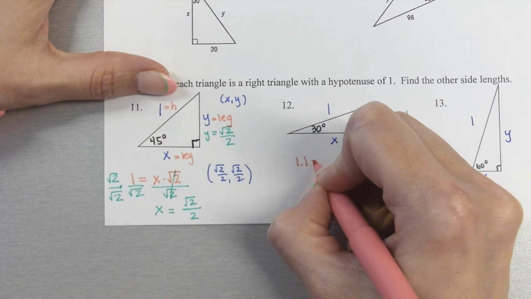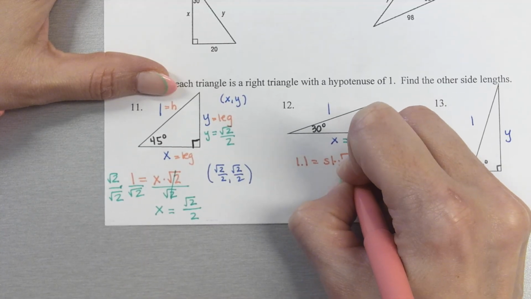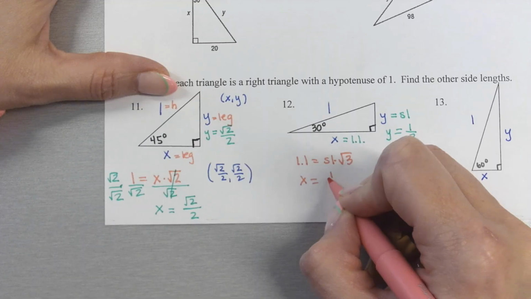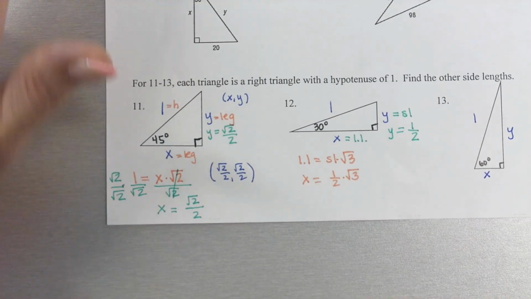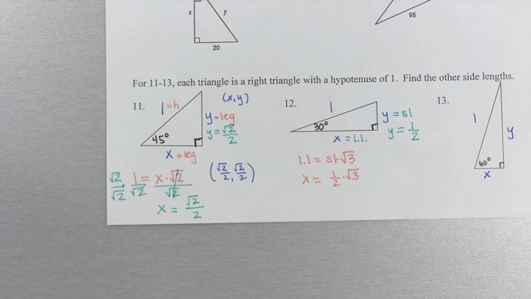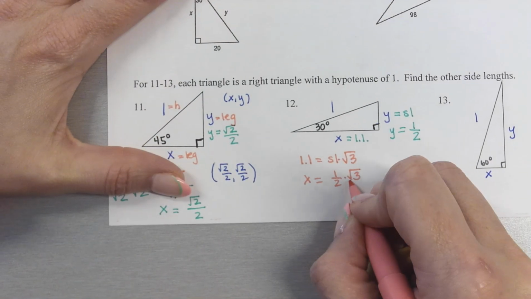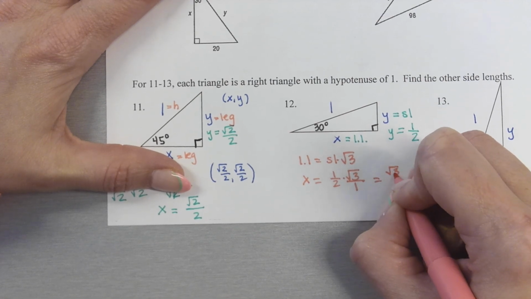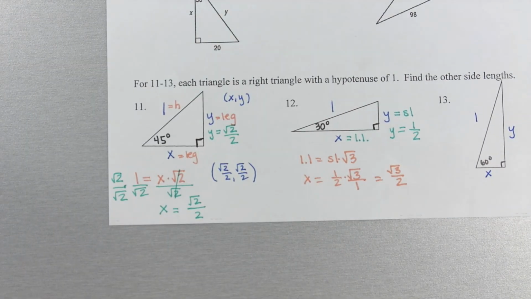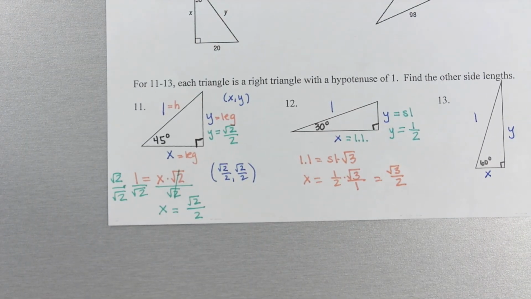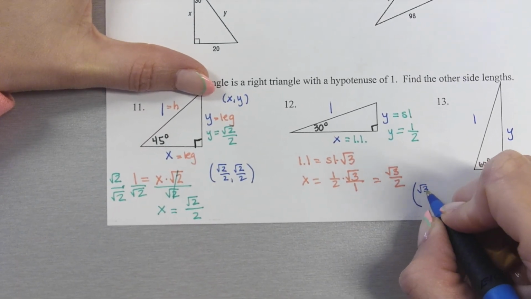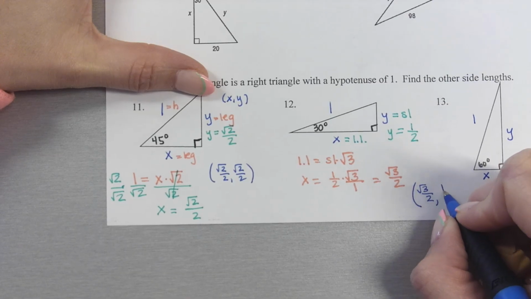So we know the long leg equals the short leg times root 3. So x equals, my short leg is 1/2. And then I saw several people left it like this. But you can multiply these together. We got to simplify. So we can put this under 1, multiply straight across. So it becomes root 3 over 2. All right, and then let's go ahead and write it in our point. So our x value is root 3 over 2. Our y value is 1/2.